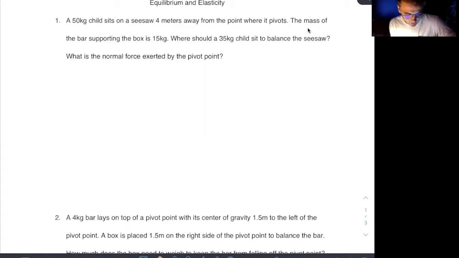All right, so let's do this. Number 1. A 50 kilogram child sits on a seesaw 4 meters away from the point where it pivots. The mass of the bar supporting the box is 15 kilograms. Where should a 35 kilogram child sit to balance the seesaw? What is the normal force exerted by the pivot point? Okay, let's start by drawing a diagram.